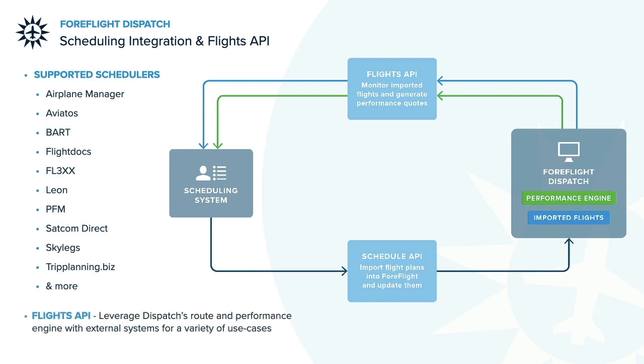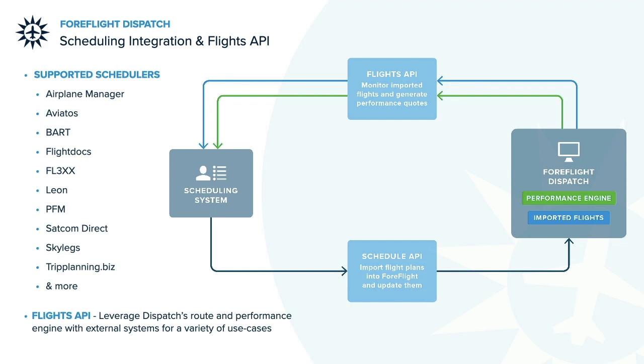Another aspect of this scheduling integration is the flights API. And this is very interesting in the sense that it's not utilized quite as much, and it's not known quite as much as the actual schedule API, but it's very, very flexible and very powerful if you can develop some ways to use it. So essentially, as you can see, the schedule API takes scheduled flights from the scheduling system into dispatch. The flights API takes information in dispatch and allows it to be sent elsewhere. And there's no limit to what you can do with this, really.